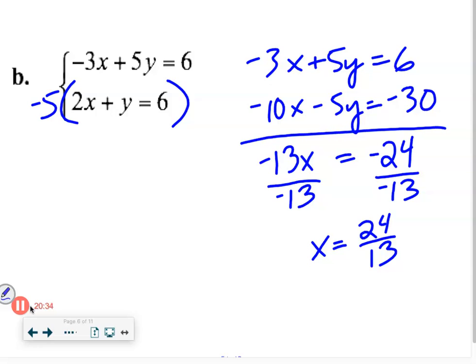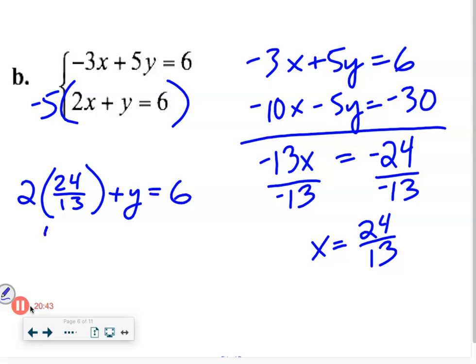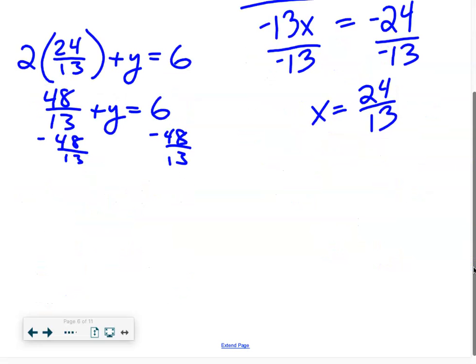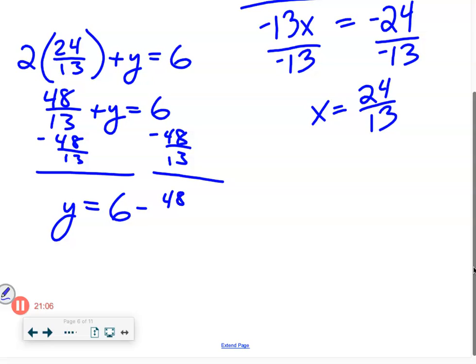Okay. Y: 2 times 24/13 plus y equals 6. So we get 48/13 plus y equals 6. I'm going to go ahead and just subtract it from both sides. You don't have to. You can multiply everything by 13 and then divide, whatever you prefer. So y equals 6 minus 48/13. Let's do 6 times 13 fast, right? It's 60 plus 18. So you get 78.